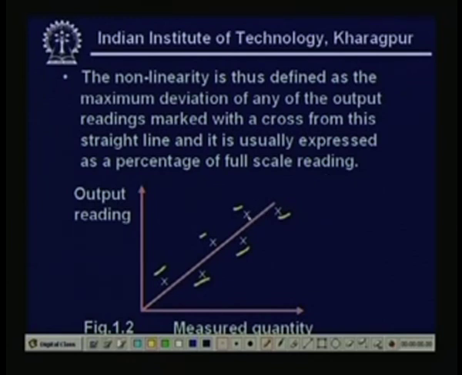This is our deviation, this is our deviation. So, this nonlinearity is thus defined as the maximum deviation of any of the output readings marked with a cross from this straight line, and it is usually expressed as a percentage of full scale reading. Always it should be expressed in percentage of full scale reading.